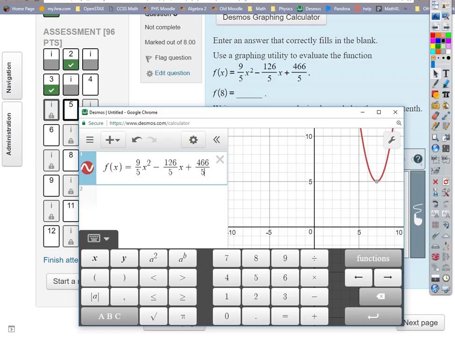We don't need the graph on this one though, do we? We could graph the line x equals 8 and find the intersections, but it's easier just to use Desmos, that function that I defined in line 1, and ask Desmos to evaluate what I defined as f at 8. We're supposed to round to the nearest tenth, so it's already rounded. What's the answer? 6.8.